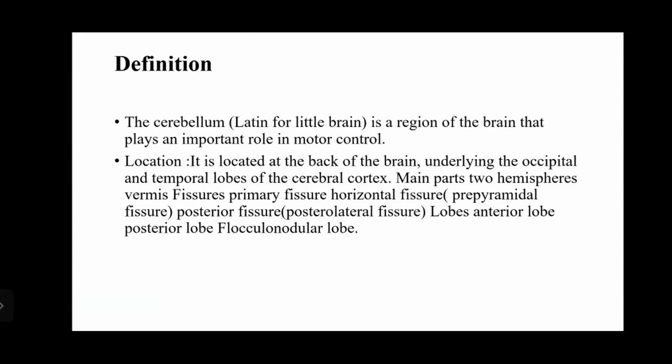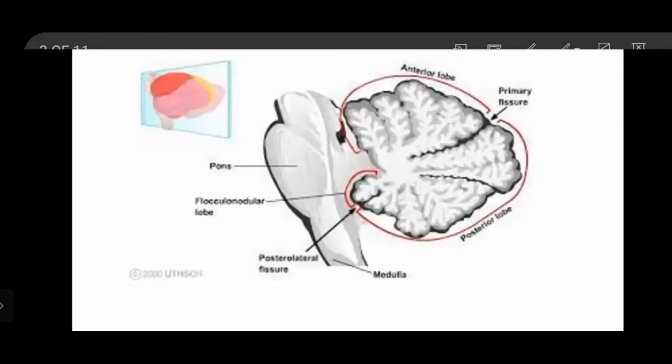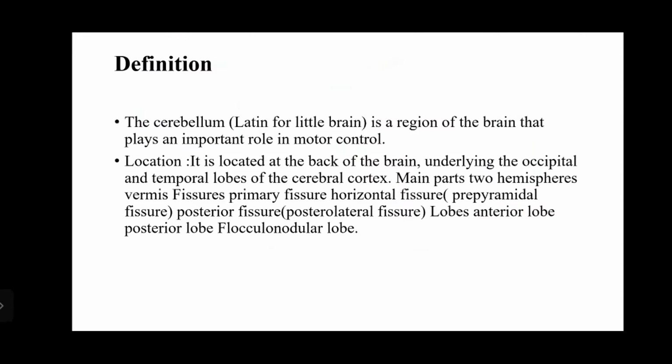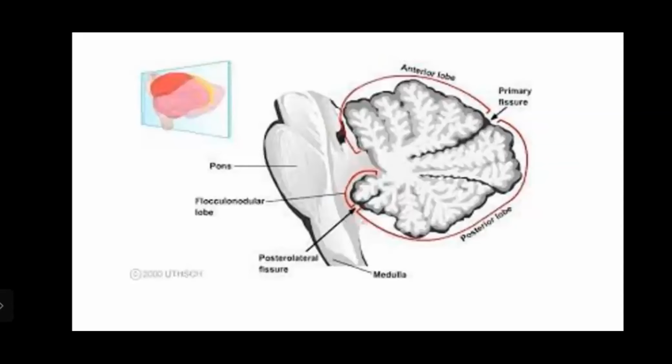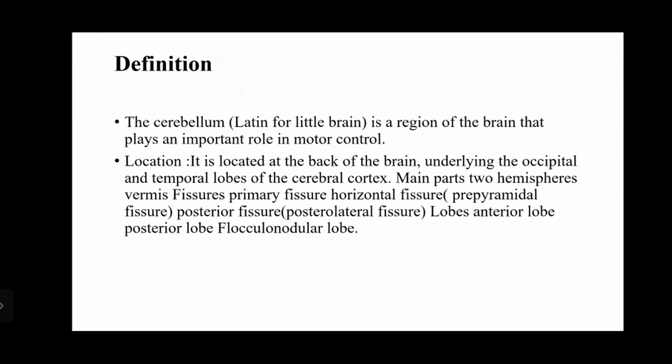cortex. The main parts: it has two hemispheres, which you can see on the diagram right here, the upper part and the lower part. And it continues saying that it varies from the primary, horizontal, posterior lobes, anterior lobes and posterior lobes, as we saw in the diagram. Moving on.